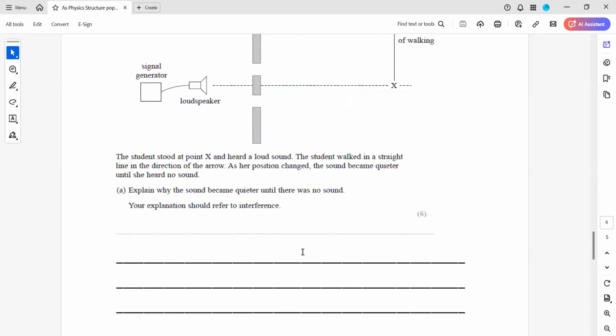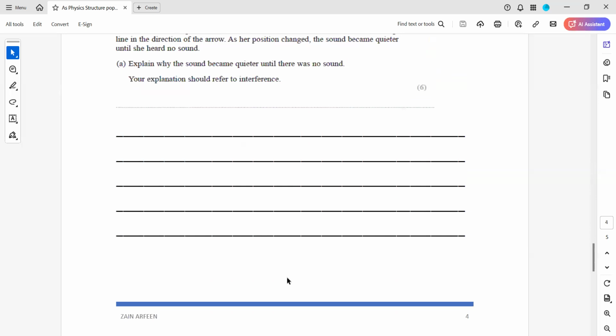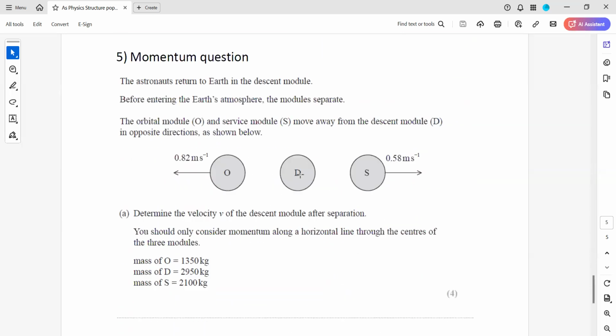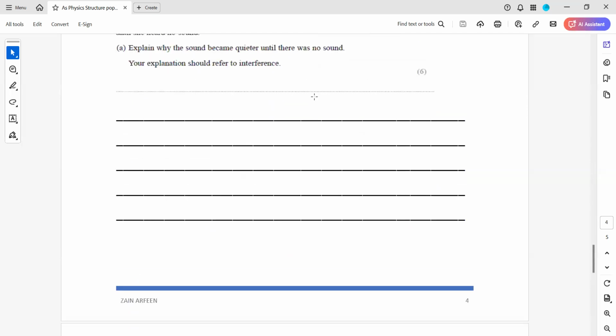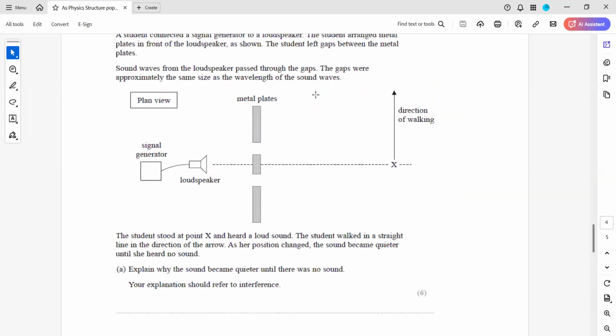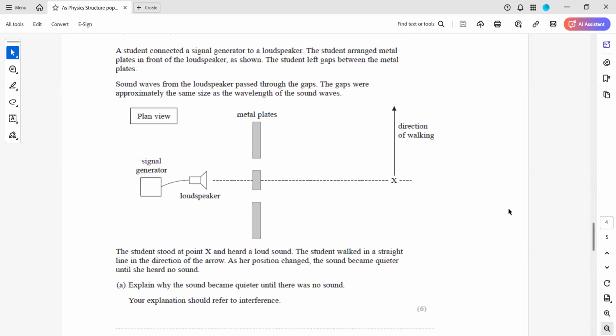Next is question 4. Any doubt? Question 4. Question 4, you have to write a structured answer here, like in the question dimension.